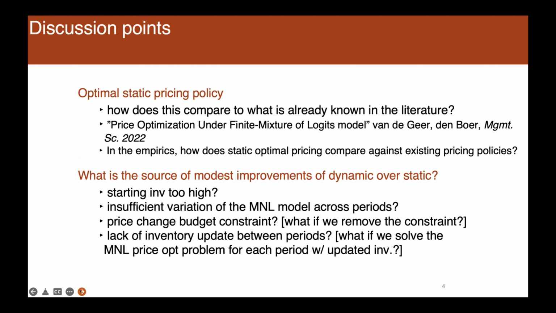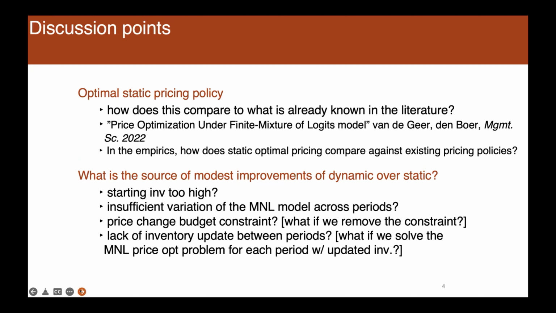And the last thing is lack of inventory update between periods. So maybe if I'm able to audit and then spend the effort to audit and get the inventory update in each time period, maybe then again, I would be able to get a lot more, right? So if I had the ability, again, how much money am I leaving on the table?